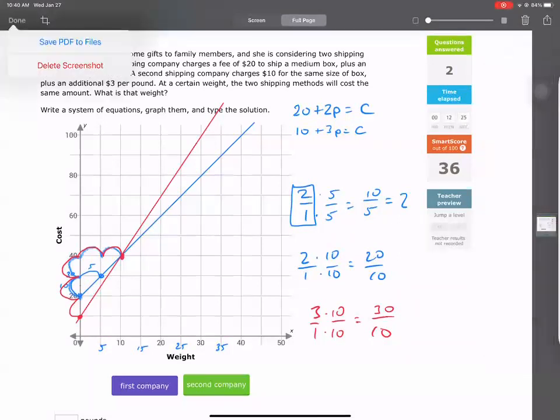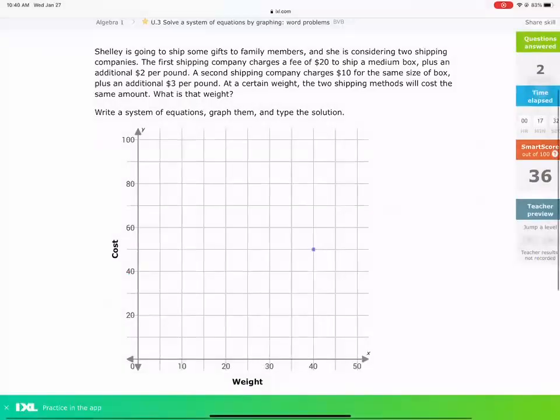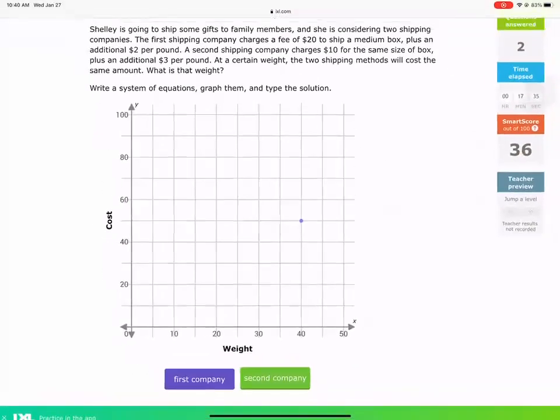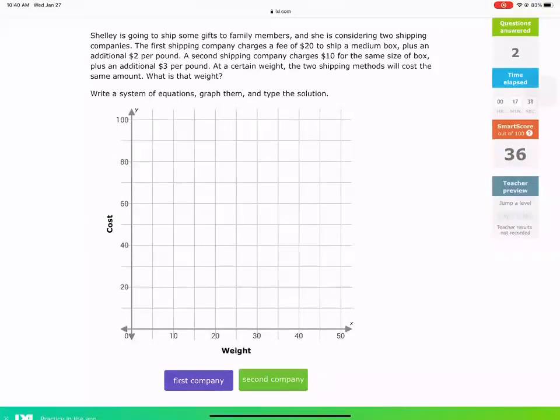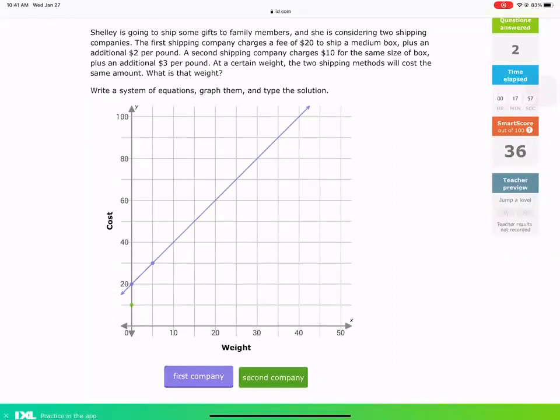Okay, let's go ahead and graph these. For the first one, my first company, we said this was a $20 shipping cost to start, and the slope was $2 per pound. But we couldn't graph 2, so we said, hey, I can multiply this by 5. 5 times 2 is 10 over 5. And each of these steps are 5. My second company, the initial cost was $10, $3 per pound, but we couldn't graph 3, so we said multiply this by 10 to make our lives easier. 3 times 10 is 30, 10, 20, 30, divided by 1 times 10 is 10.